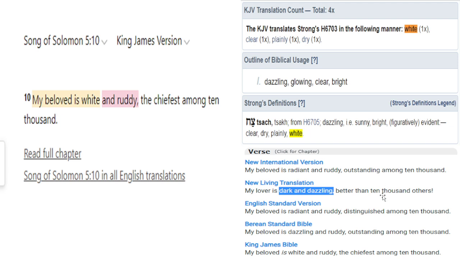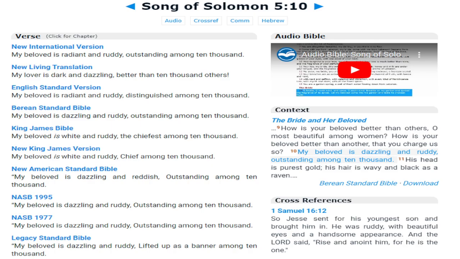It says radiant and ruddy, dark and dazzling, radiant and ruddy, dazzling and ruddy. Then you have King James: white and ruddy. Just wanted to point that out. Right? In other versions: radiant and ruddy, dark and dazzling, dazzling and reddish, dazzling and ruddy. Right? So that's that.